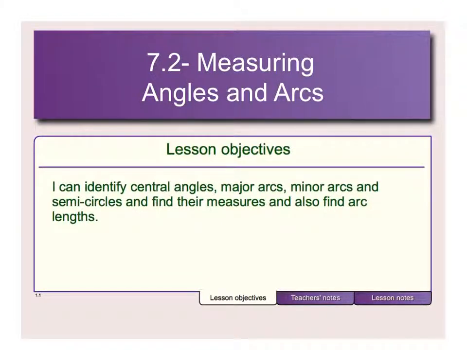Okay, ladies and gentlemen of geometry, this is 7.2, talking about measuring angles and arcs. So you need to identify central angles, major arcs, minor arcs, and semicircles, and be able to find arc lengths.